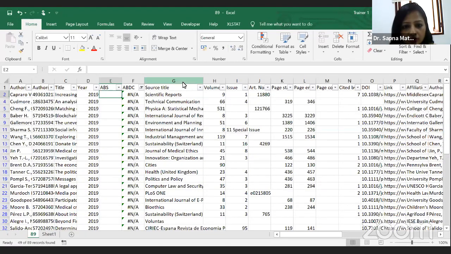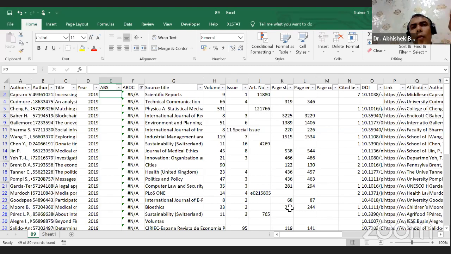The last question, which I found in the chat box, is: is meta-analysis similar to the review paper, or do you want to throw some light on this? Okay, so meta-analysis is slightly different. It is obviously one category of a review paper.